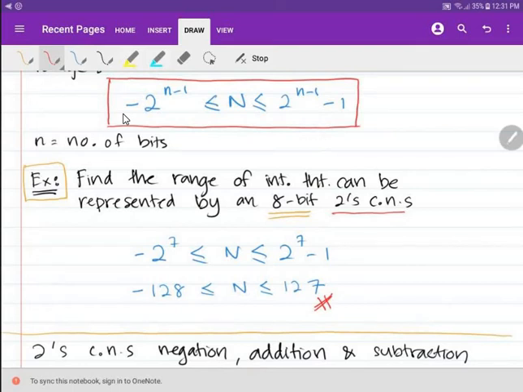Is it okay? What if the same question asks, find the range of integers that can be represented by an 8-bit unsigned binary number? What would be the answer? 0 to 255. Everyone managed to understand?